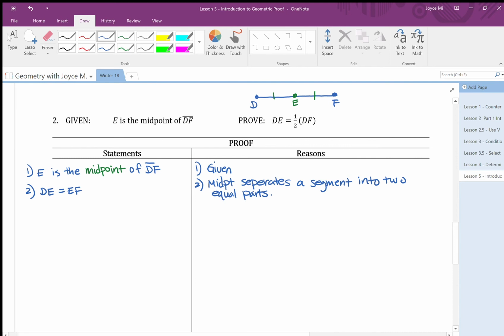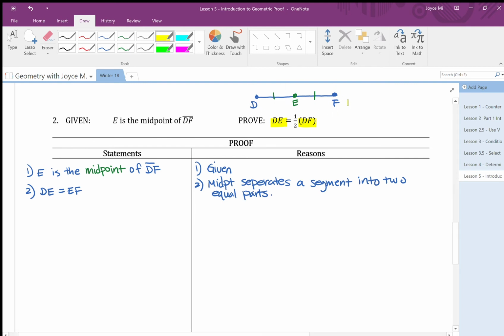Okay. Now again, my goal is to get DE by itself on one side. Well, I have DE already. And next thing, I need to have DF. Well, let's look at DE and DF. What is the relationship between DE and DF? Let's think about it. DE over here, DF is the whole thing. So DE is part of DF. So that means I can rewrite it somehow involving DF.